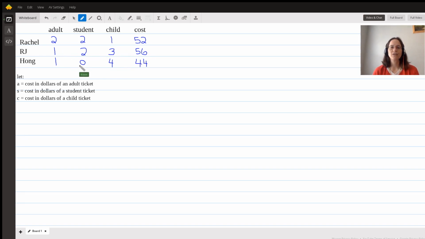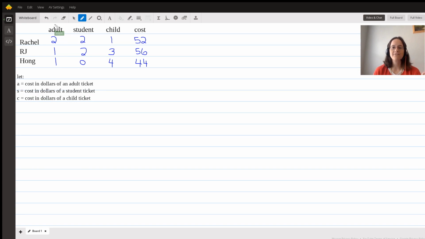See, the first thing I did was put this in a table to get the information nice and organized. And it's already kind of shaping up to look like 3 equations with 3 unknown variables. So the first thing I really do is I'm going to define my variables. I'm going to let A equal the cost in dollars of a single adult ticket, S will be the cost in dollars of a student ticket, and C will be the cost in dollars of a child ticket.